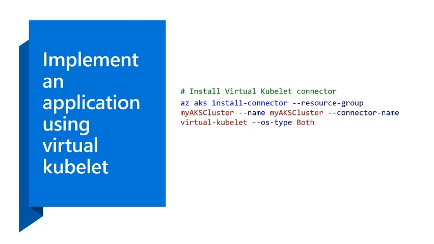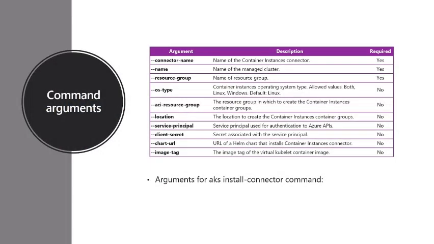So AKS install connector, and then you specify the resource group and the name of the cluster and the connector name, you name it whatever, and the OS type both. So you say both Linux and Windows. Simple. You have different command arguments. You just need to go through them.